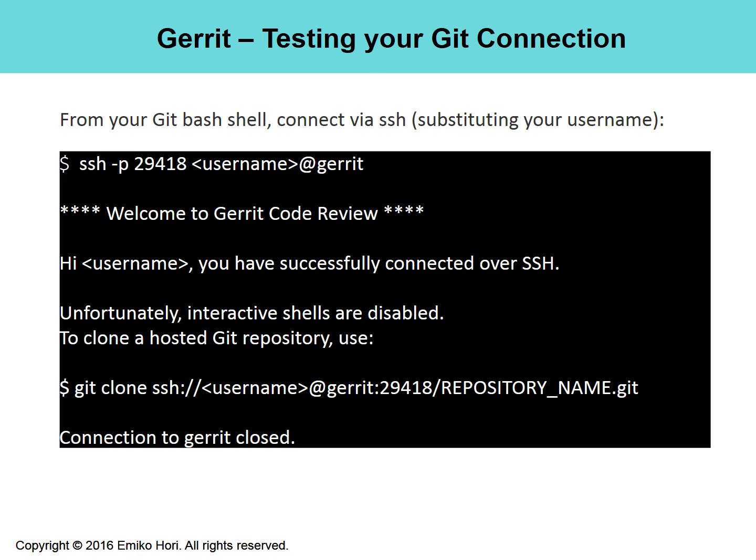After you paste the SSH key, you may want to test the Git connection. The syntax is ssh -p and the magic number 29418. And if this syntax generates this type of result, you are a success. If not, you may want to check the connectivity between you and the Gerrit server.